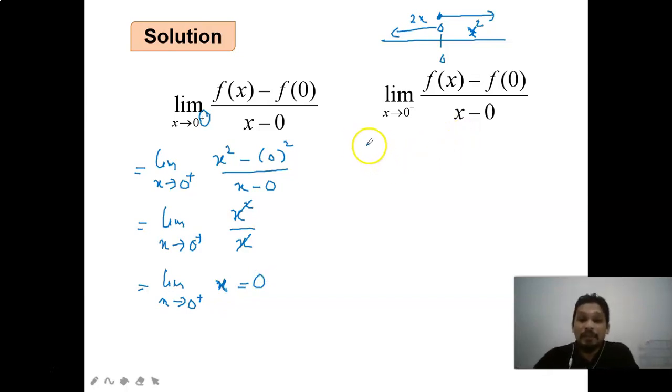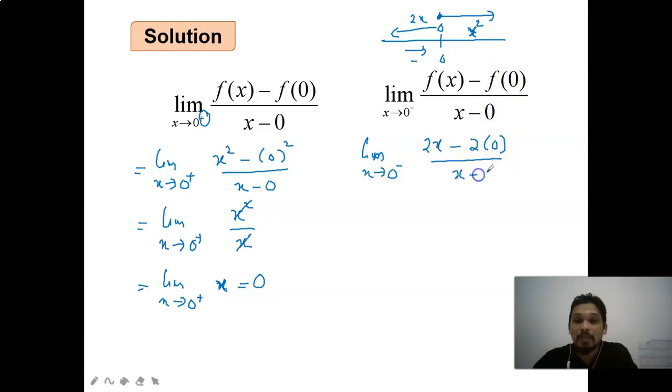What about this one here now? Limit x approaching to 0 from left. The function involved here is 2x. So 2x minus f(0), so 2 times 0, divided by x minus 0. So this is 0.